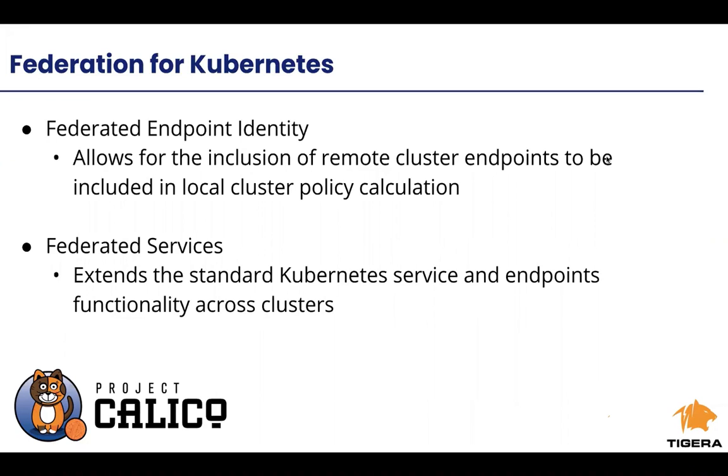Teams that we work with, a lot of the times they start to pursue things like service mesh because they want to be able to have multi-site, multi-cluster, multi-infrastructure service failover. They want to be able to have that global traffic control. They want to have global observability. And you can achieve that with these two constructs here, federated endpoint identity and then federated services, which builds on top of that. And this is made possible via Calico Enterprise.